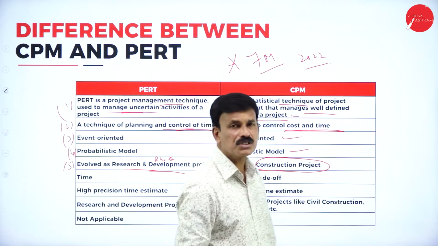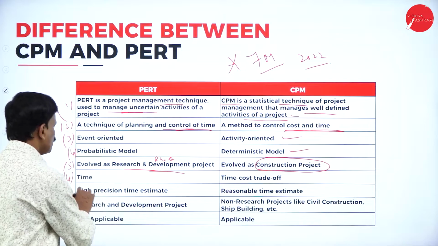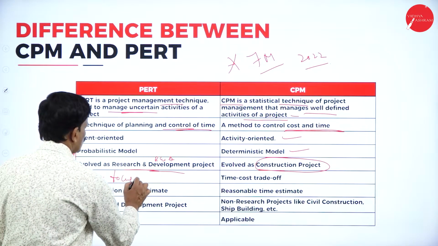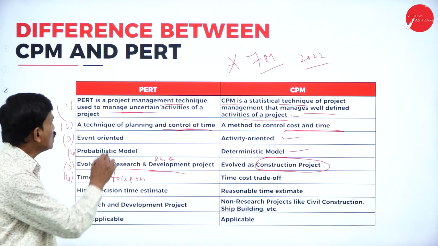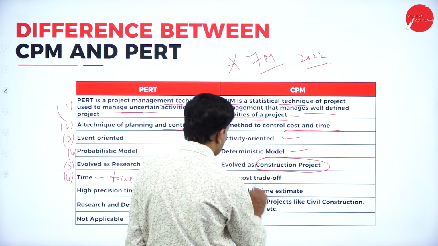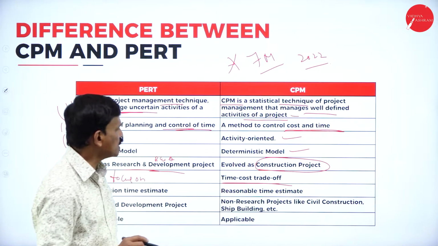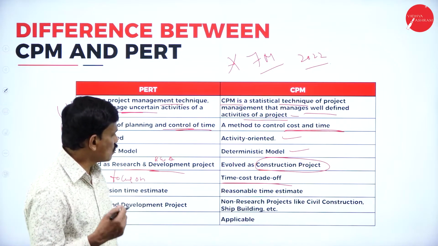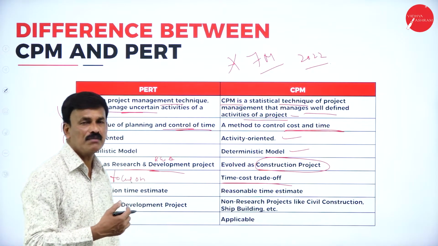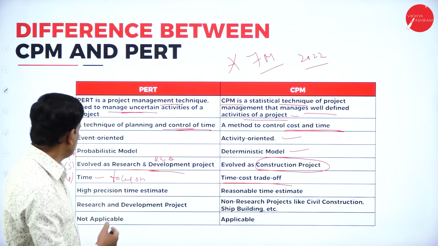And next, let us come to the focus. The main focus of PERT is on time, whereas the main focus of CPM is on the time-cost trade-off. Time as well as cost. Time-cost trade-off is the main focus of CPM.